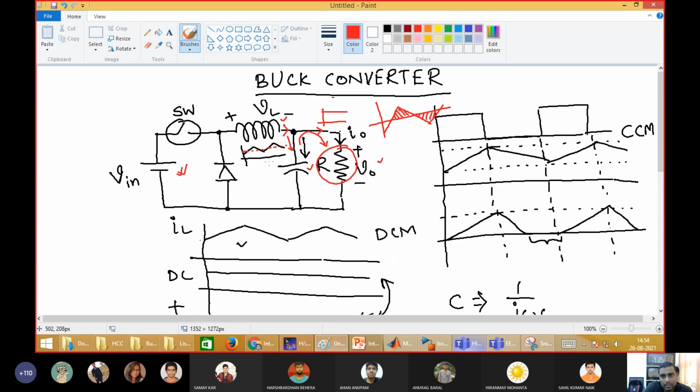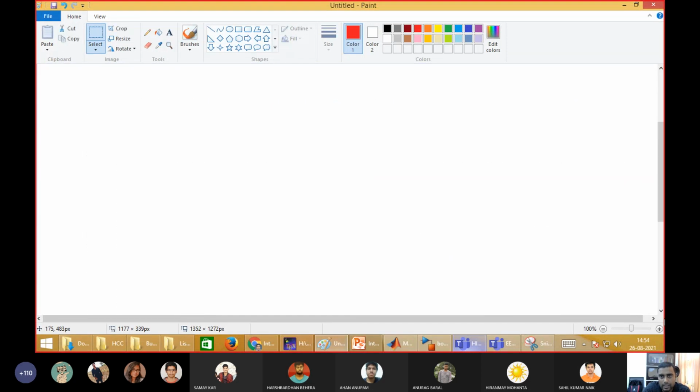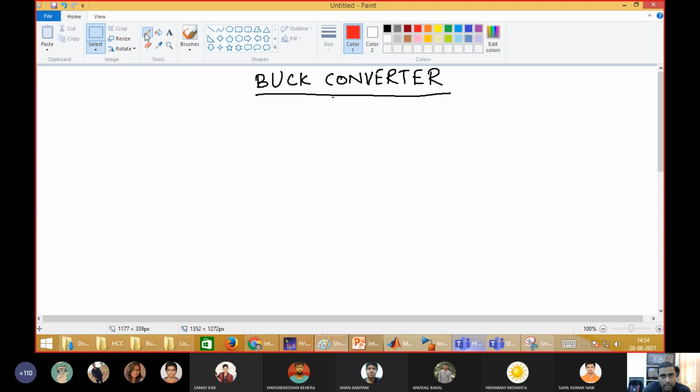Okay. Now, this is what I explained physically, what is happening. But in books, what you will find is a buck converter where you have input voltage, and then you have a switch. And then what they do is they put an inductor, a diode, and then the low pass filter.